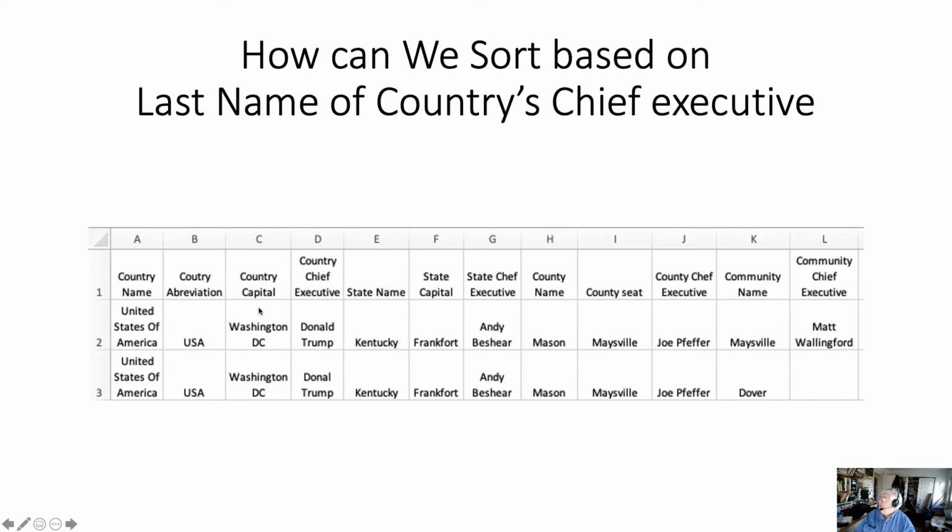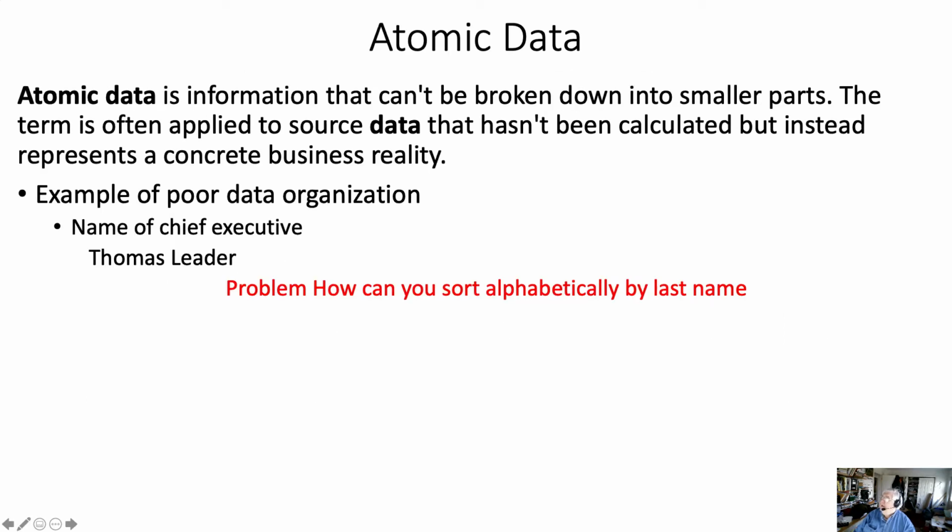So let's start with, how can we sort based on the last name of the country's chief executive? Well, we can't. We're going to talk about atomic data. It's information that can't be broken down to smaller parts. The term is often applied to the source of data that hasn't been calculated but instead consists of concrete business reality.